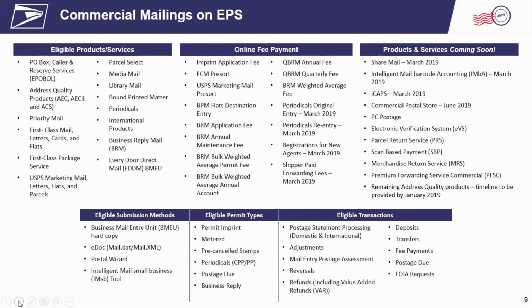As I stated earlier, not all commercial mailing products and services are available through EPS. Currently, EVS, PRS, PC Postage, scan-based payment, merchandise return, and IMBA are not supported by EPS. As you can see on the right-hand side of the screen, there are future products and services coming soon, such as Share Mail in March 2019, and others listed through that slide.